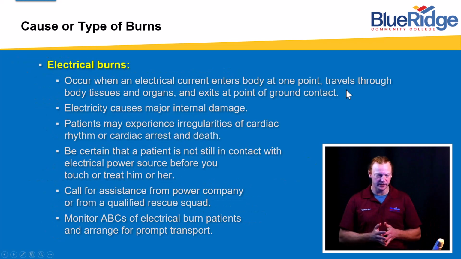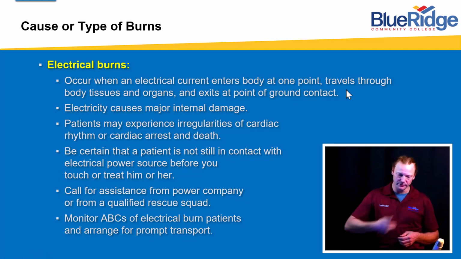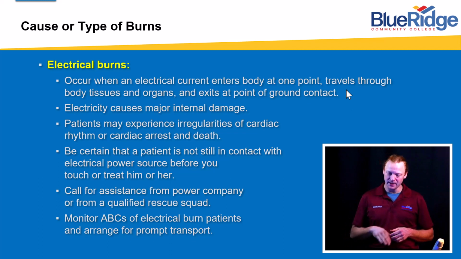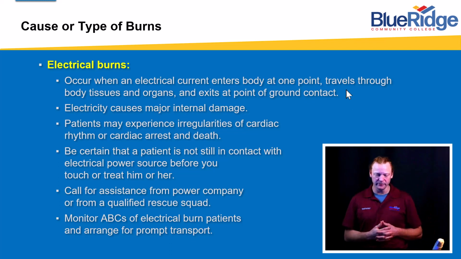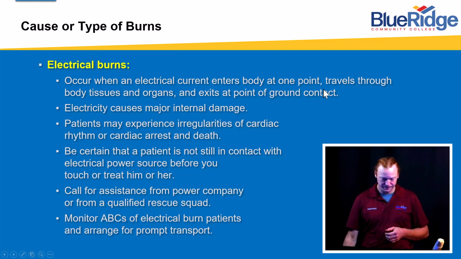Electrical burns. These occur when electrical current enters the body at one point and then travels through the body, tissue, and organs, and then exits at the point of ground contact. Electricity causes major internal damage that we cannot see from the outside. Patients may experience irregularities of cardiac rhythm, cardiac arrest, and ultimately can die from it.